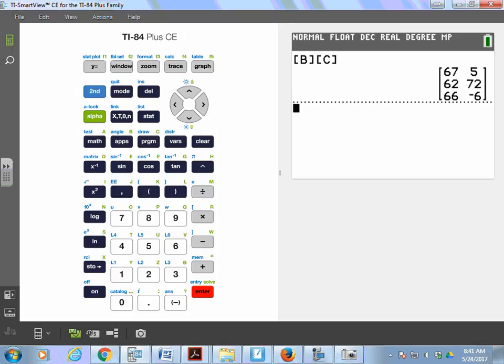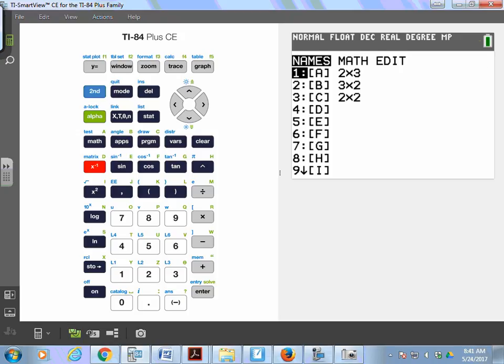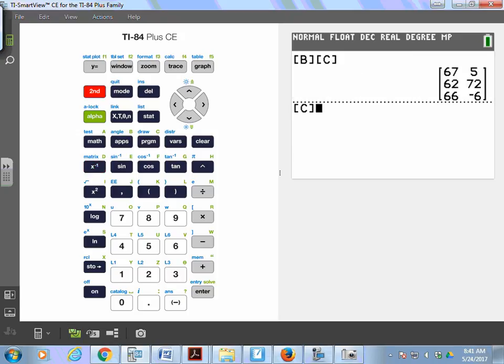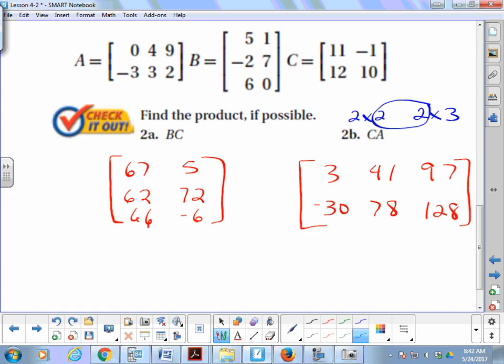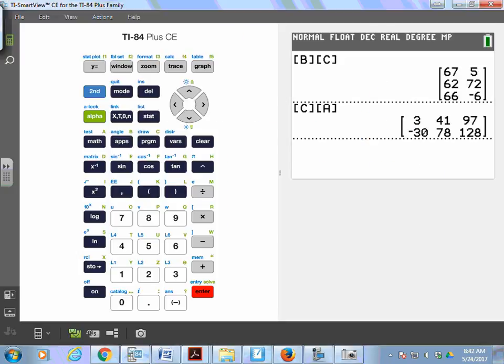All right, and then the same thing for C times A. Matrix C times matrix A. All right, and we get those numbers. She was right. She did good. Okay. Ooh, man, that's much more fun. Much easier.